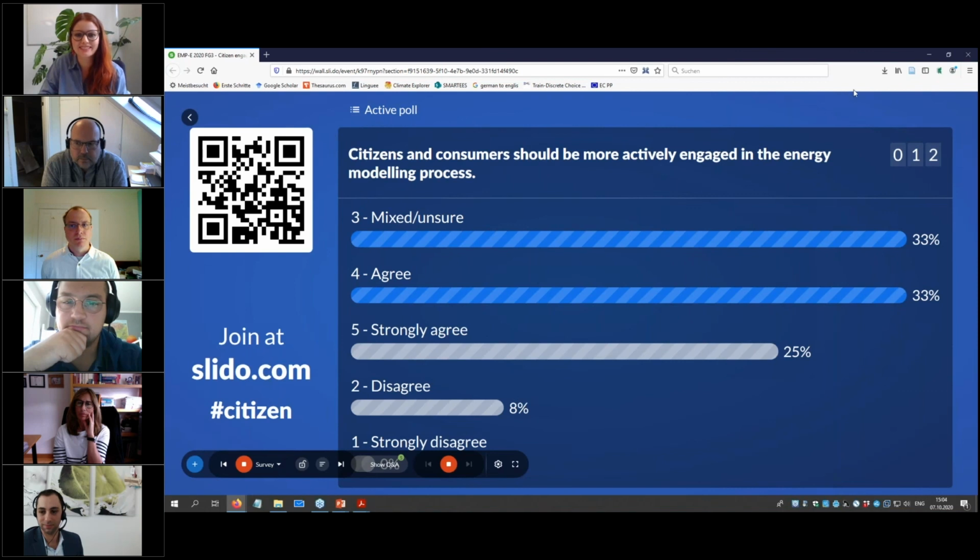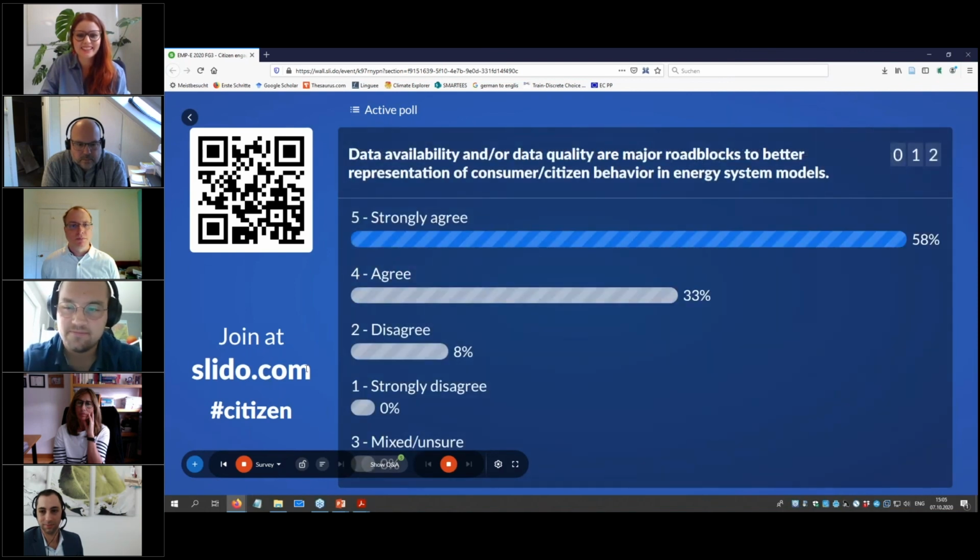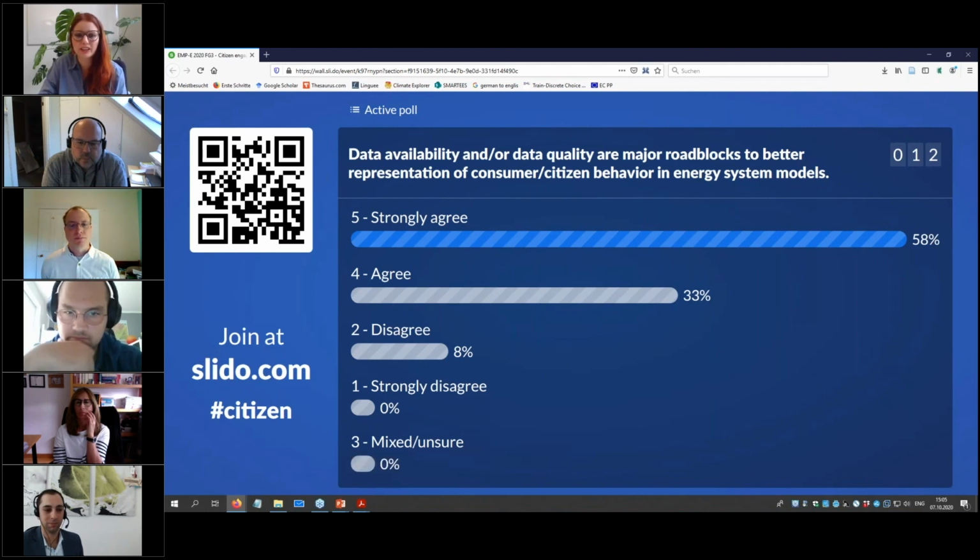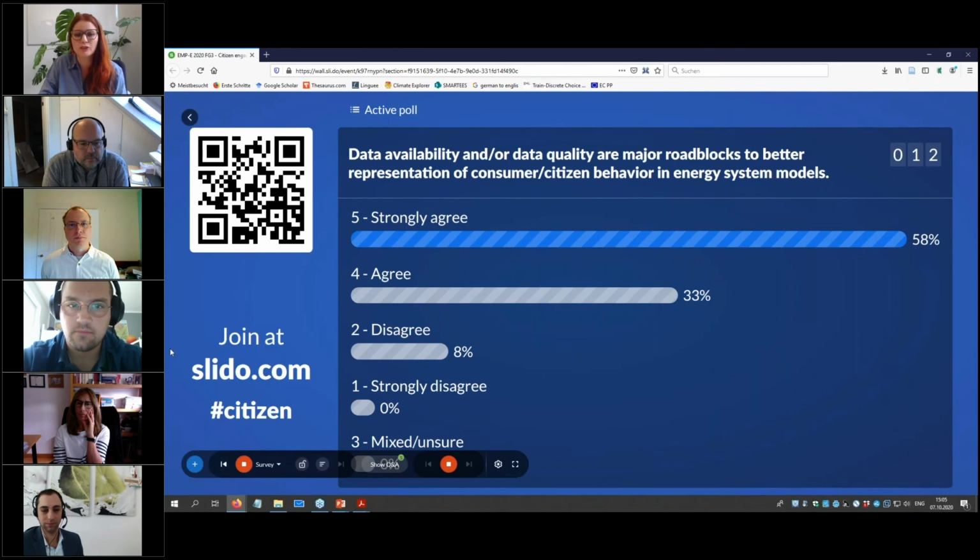Do we have another one? Data availability and/or data quality are major roadblocks to better representation of consumer and citizen behavior in energy models. I think that's also something we picked up from the morning session. And here, with over 50%, there is strong agreement that this is a bottleneck. Maybe not only the data availability, but also the question of how to integrate the social scientific data into energy system models, giving additional value to the agent-based models that exist and get further developed.